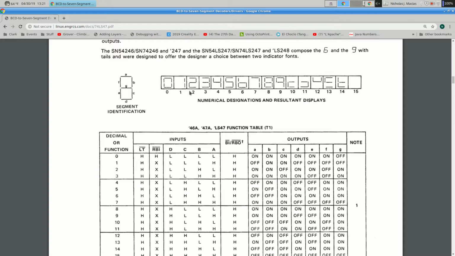Why? Because we don't have a digit 10. We don't have a digit 11. But they wanted to do something with them. So that's what it displays. If your inputs are 10 through 14, it shows those symbols; if it's 15, all the LEDs go off.